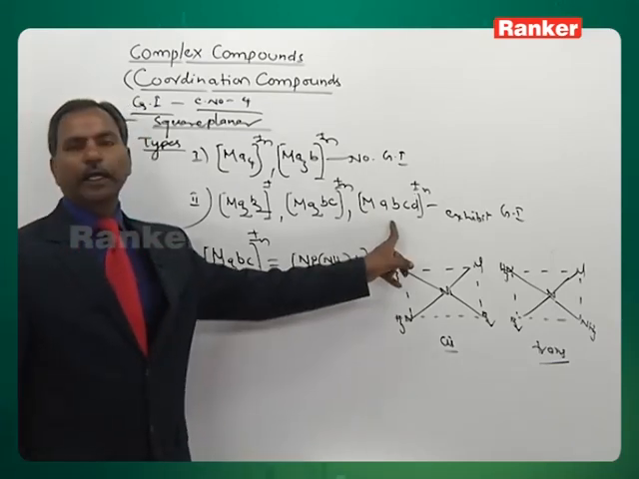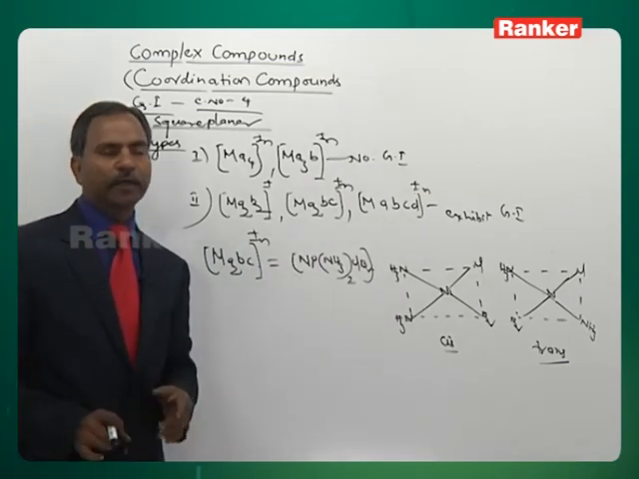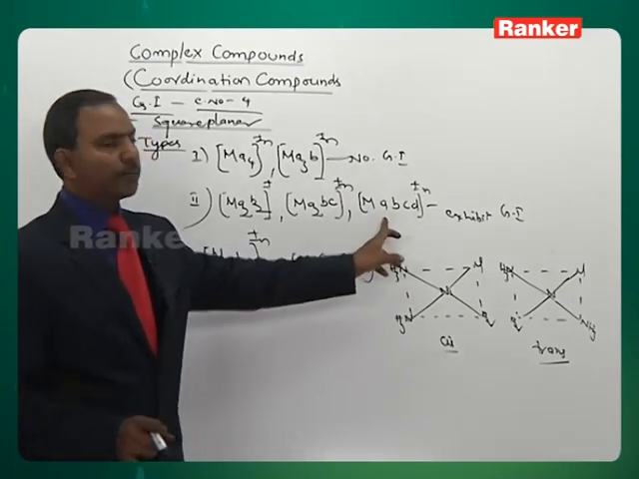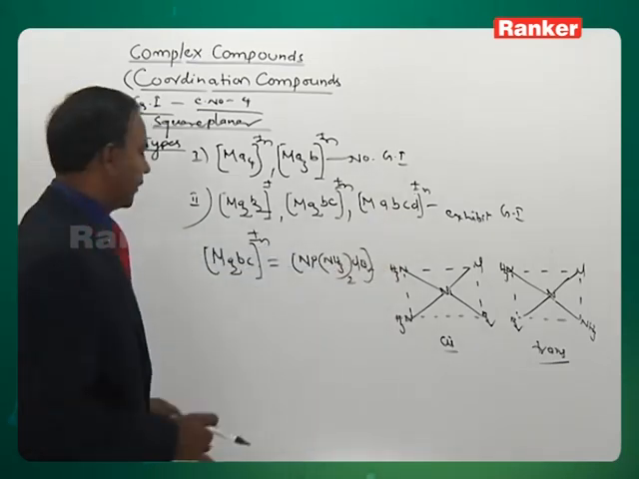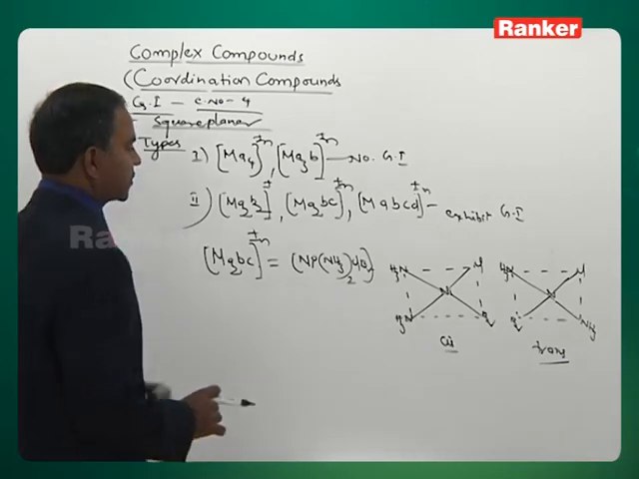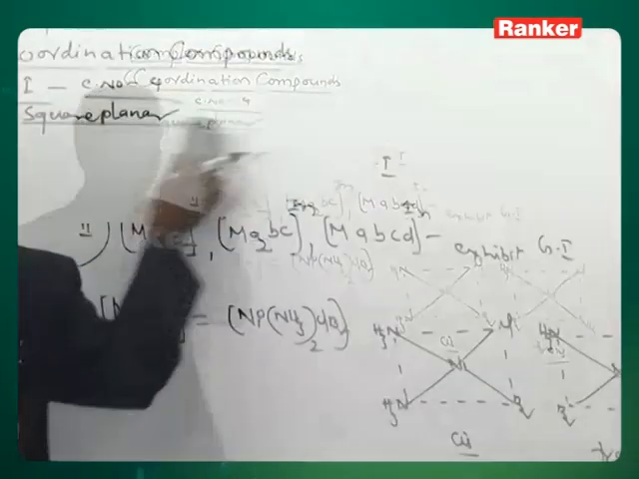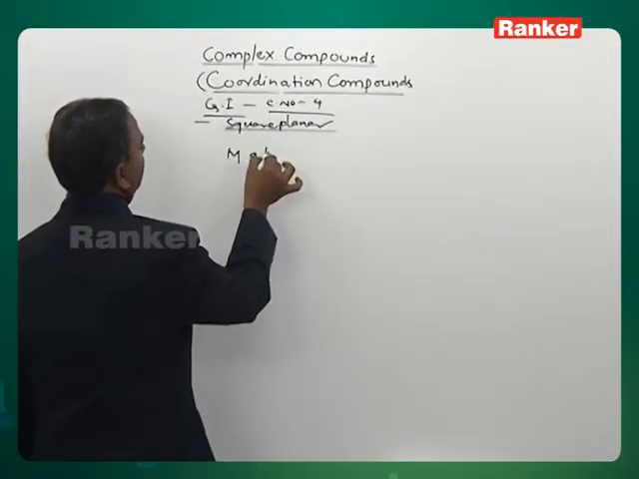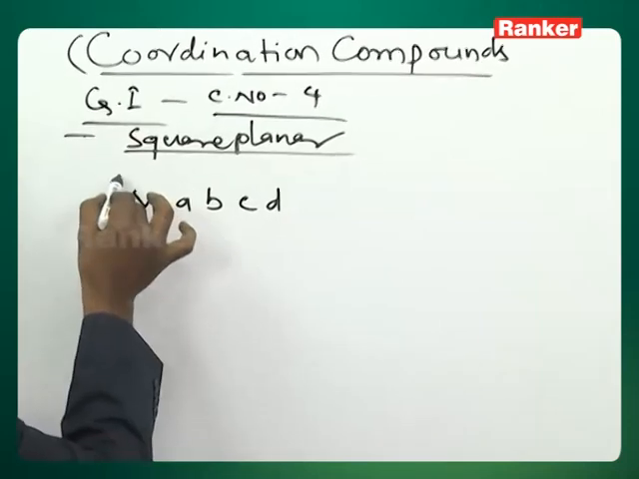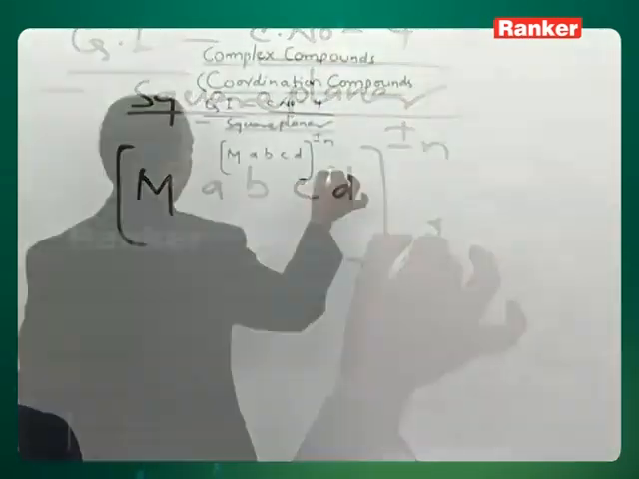This is important again: MABCD type, where four different ligands are in square planar geometry. This is actually important. Many times questions on this MABCD type appear in different entrance exams, so you have to concentrate more. Let me show that MABCD type. This is the next one, MABCD plus or minus n.